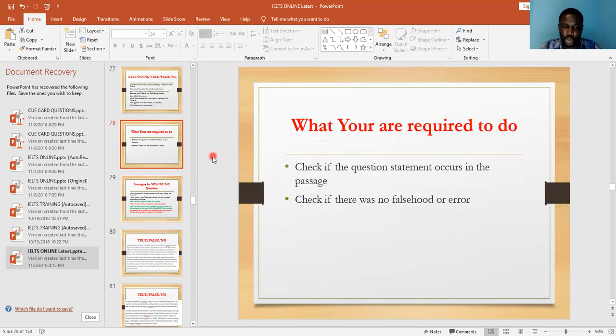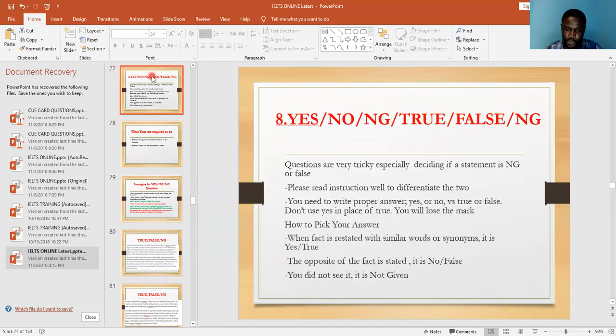Okay, so how do you go about determining if it is true or if it is false? I gave 3 broad categories the other time. Number 1, when the fact is restated with similar words or synonyms, they can replace the word in the passage when the question is being written. But if the word is the same and the context is the same, it is true or yes.